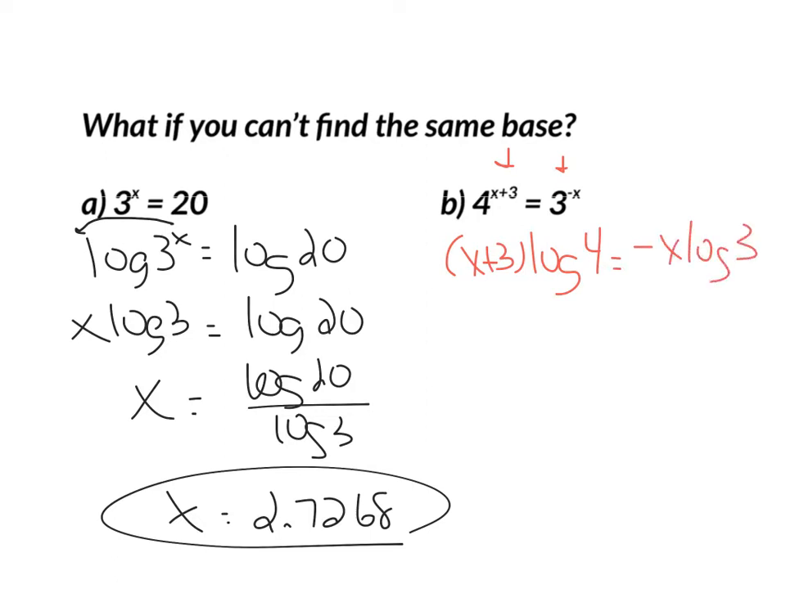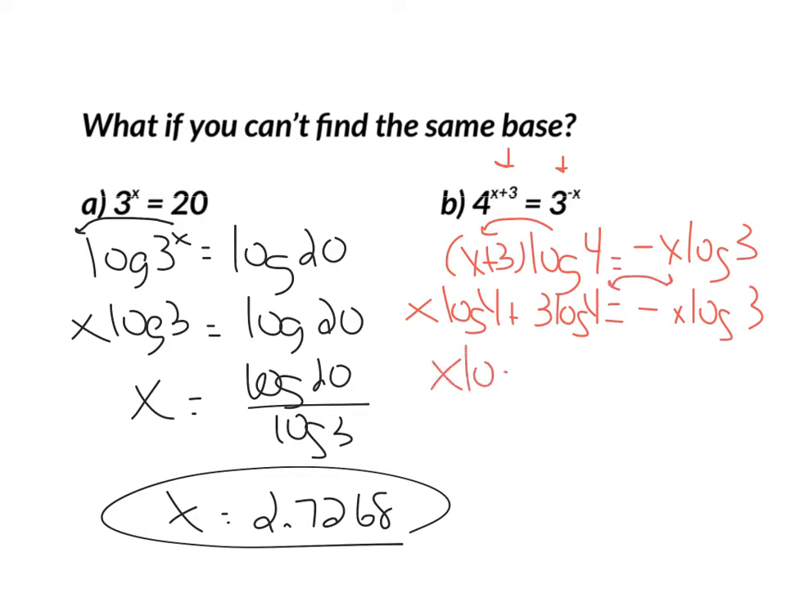All right, now this one's a little tougher because you've got x's everywhere. So I'm going to go ahead and distribute this left-hand side, making it x log 4 plus 3 log 4 equals negative x log 3. So all I did is take this log 4 right here and distribute it through that parentheses. Now, I need to get my x's together. So I'm going to trade places with those two logs. I'm going to make it x log 4 plus x log 3 equals 3 log 4.